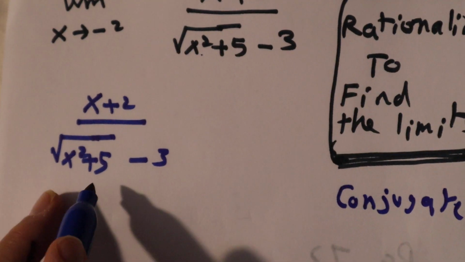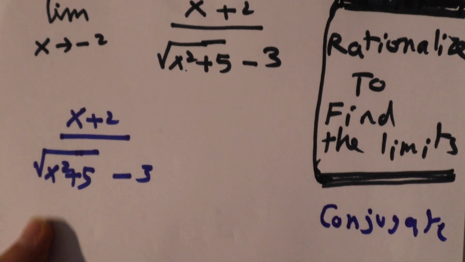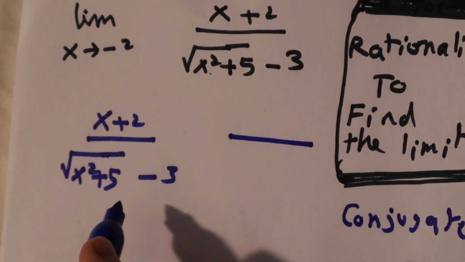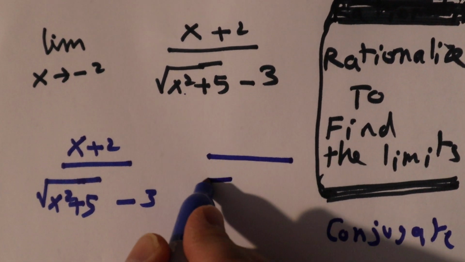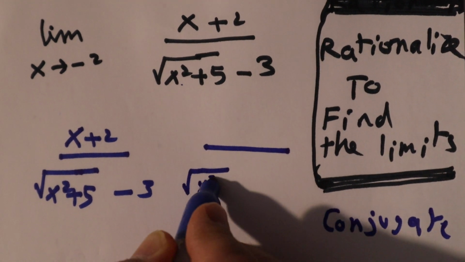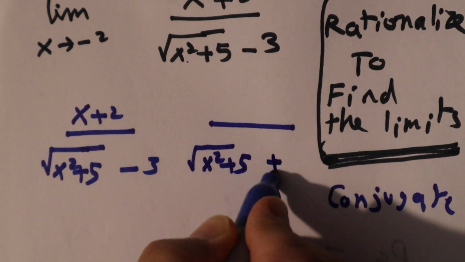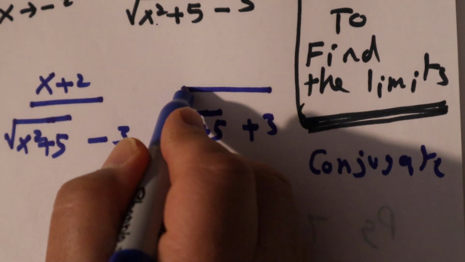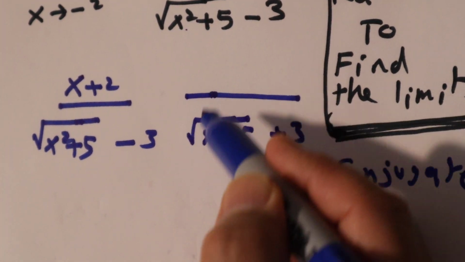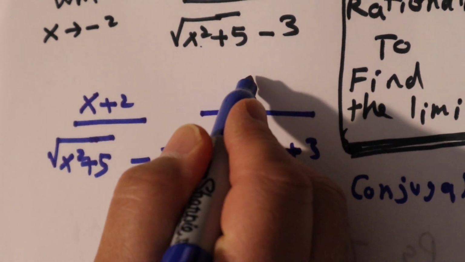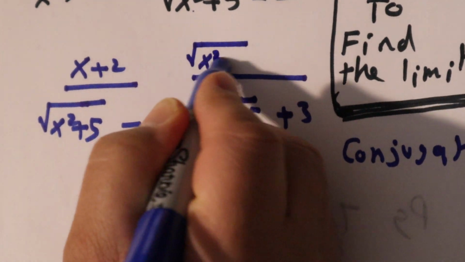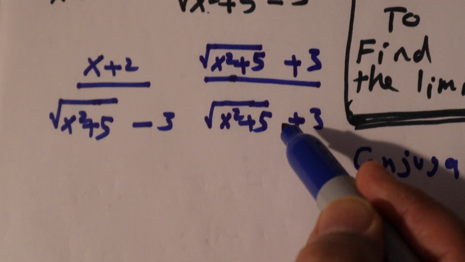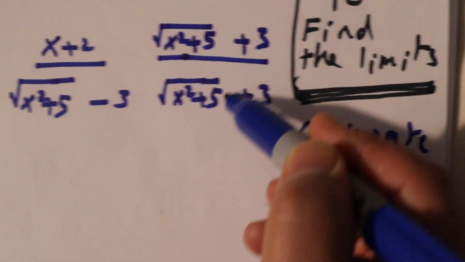A conjugate is irrational multiplied times irrational equals rational. So what is the irrational here? The conjugate is the same, but instead of negative it will be positive. So it's the square root of x squared plus 5 plus 3, with the opposite sign. So you have to balance the numerator and denominator: multiply by the conjugate up and down, square root of x squared plus 5 plus 3. So this extra term will be in the numerator and denominator.